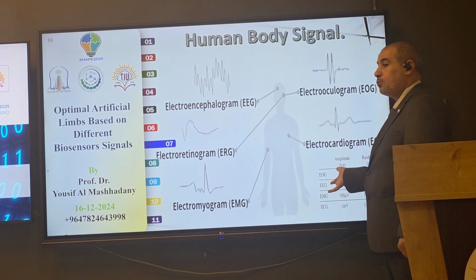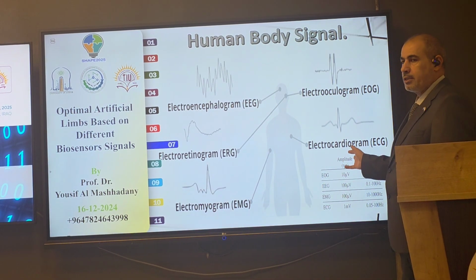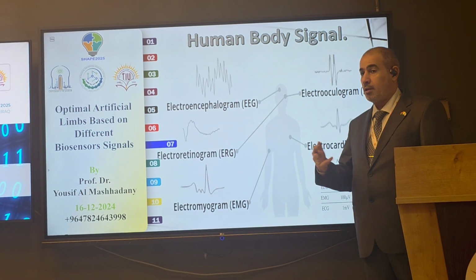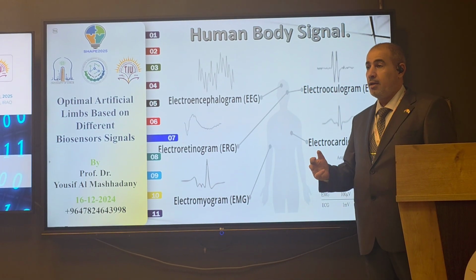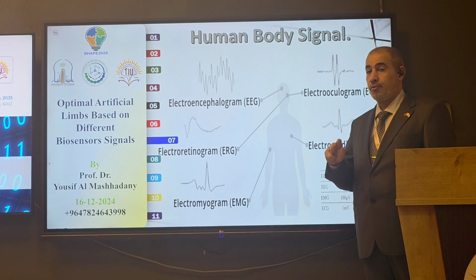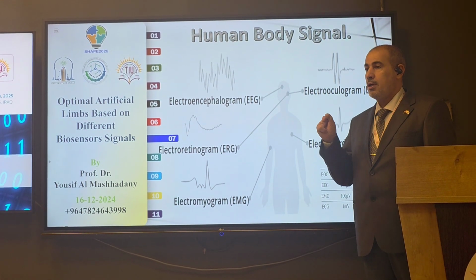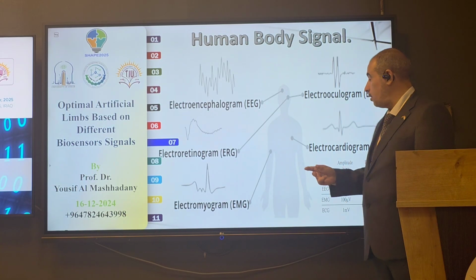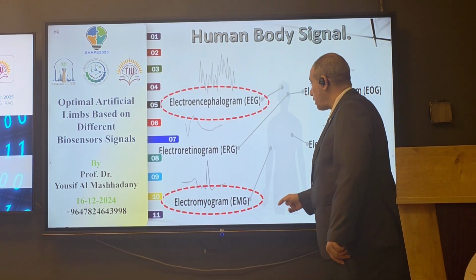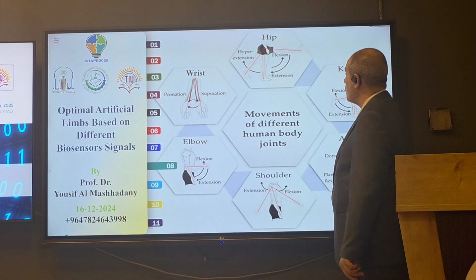Therefore, these two signals are described as stochastic random signals. When we say stochastic random signal, that means this signal is different from second to second, different from one action to another action, different from one body to another body. Therefore, the feature extraction for these two signals is very complex.